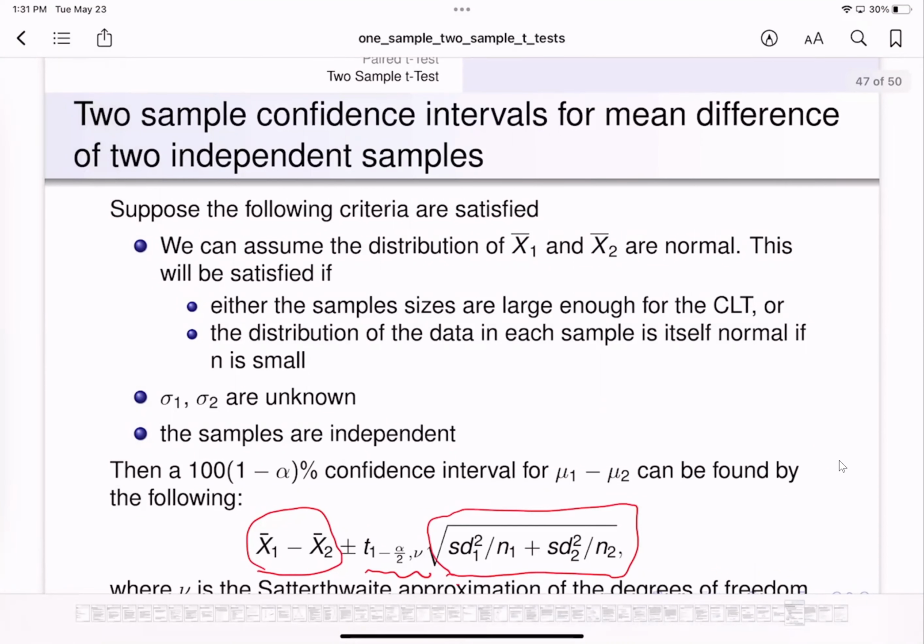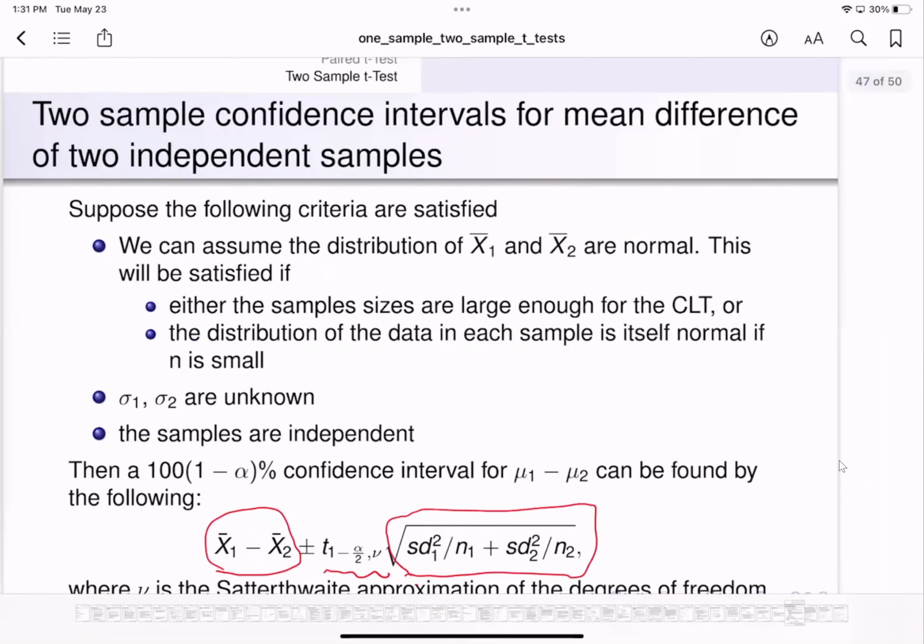I did not really put too much detail in deriving this confidence interval. That's because earlier when we learned it, we already know this confidence interval is always given by the point estimate plus or minus the distribution percentiles times the standard error. Okay, so this is the confidence interval when the standard deviations are unknown.